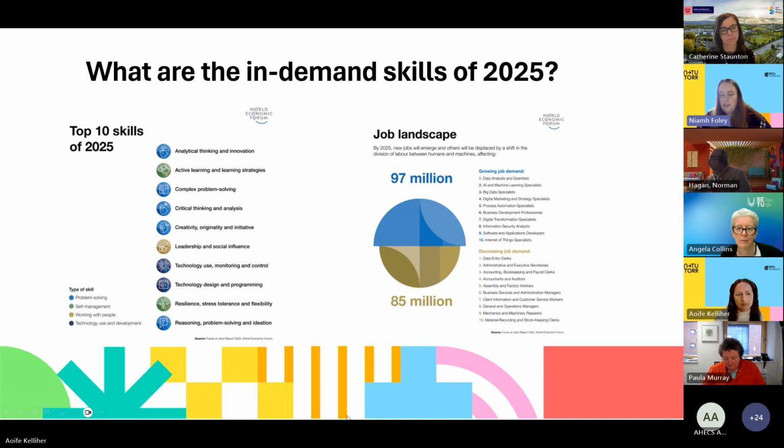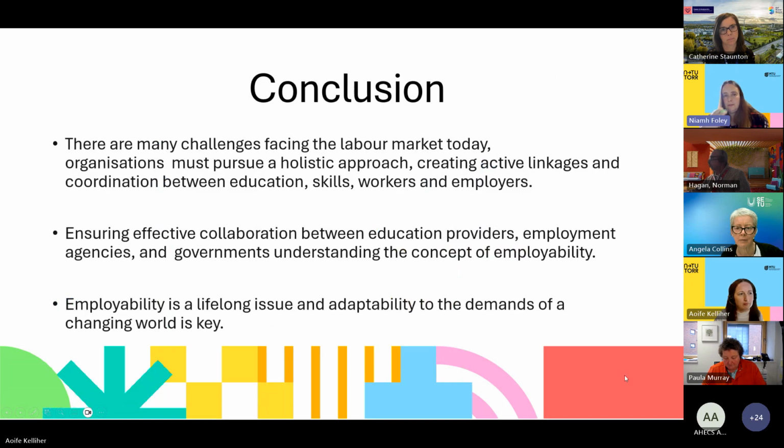And then in conclusion, I suppose it's just to look at the fact that there are many challenges facing us as educators and facing the labour market. Knitting together, collaborating and creating those active linkages is very, very important. All stakeholders need to understand the concept of employability, because employability is a lifelong issue, and its adaptability to the demands of a changing world is key. We have to aim to make sure that employability is everybody's business.